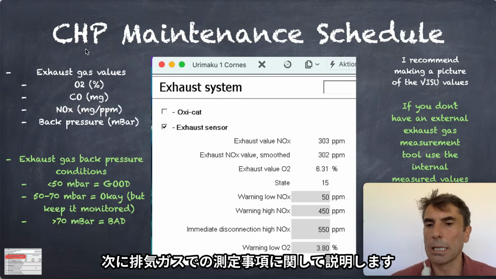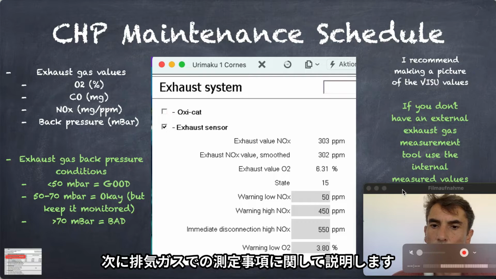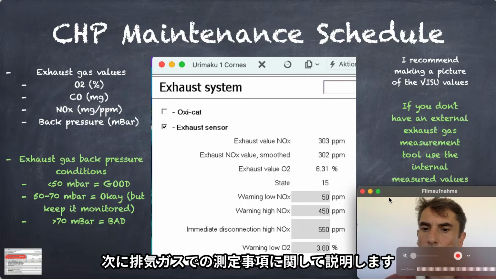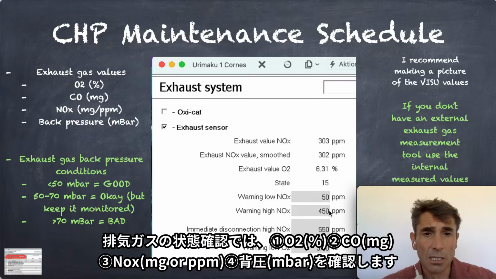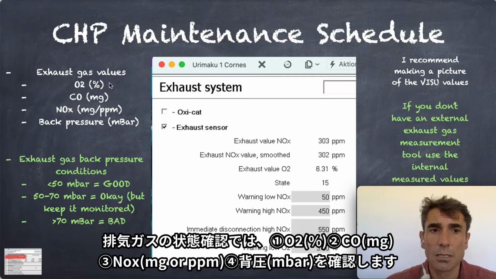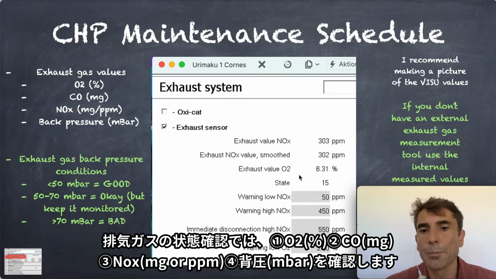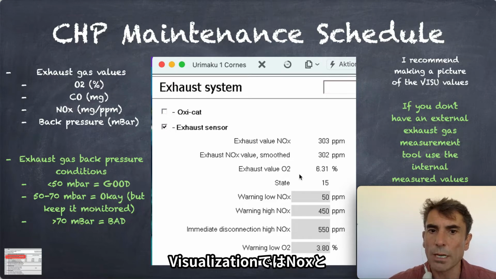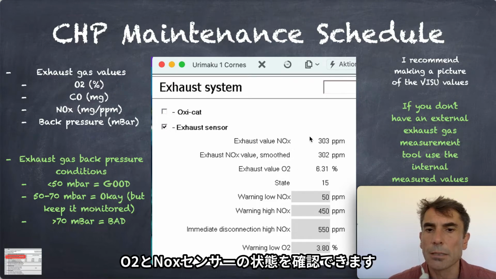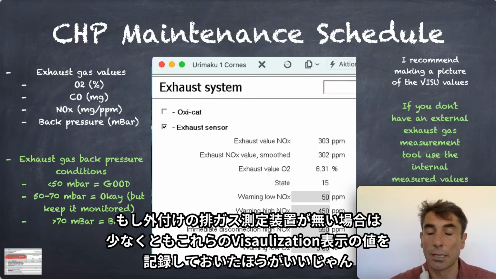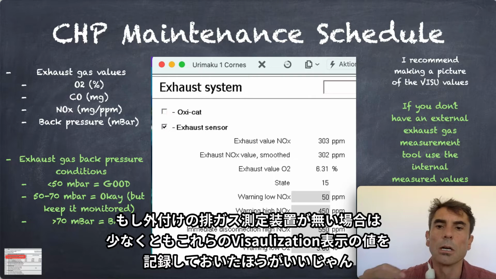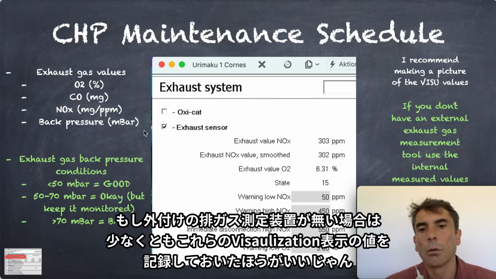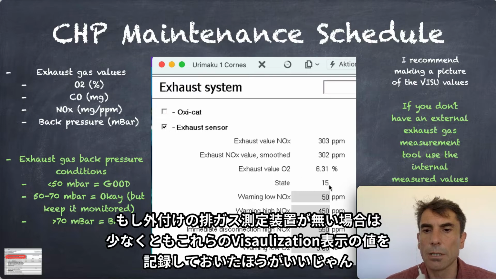Then the next point is that we have to focus on the exhaust gas values. We focus on O2, CO, NOx, and back pressure. In the visualization, we can see the NOx and the O2 and the status of the NOx sensor. In case we don't have an external exhaust gas measurement tool to measure all those values, we should at minimum record those values.